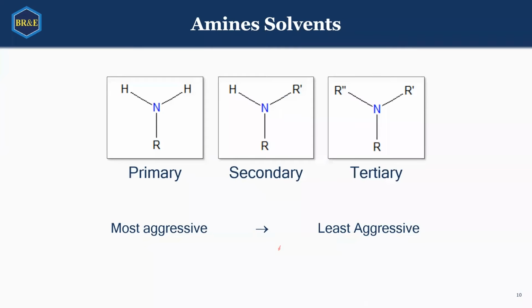So there are amine solvents, and there are different types of them. You can have a primary, secondary, or tertiary amine. As you can see, the most aggressive would be the primary one, the less aggressive would be secondary, and the least aggressive is tertiary amine. Also, the solubility in water varies, but it also depends on the OH substituent, the alcohol groups.